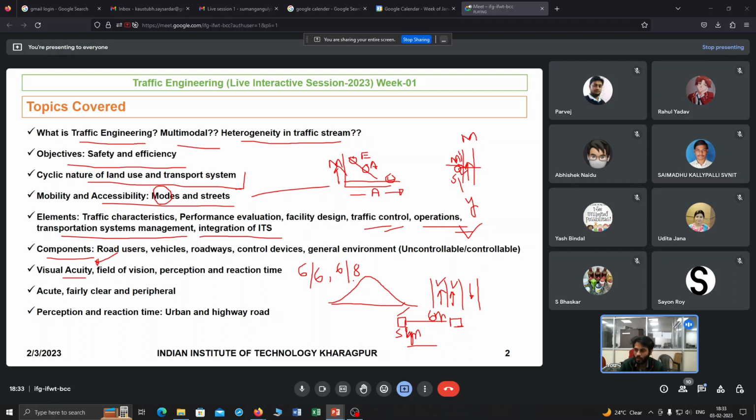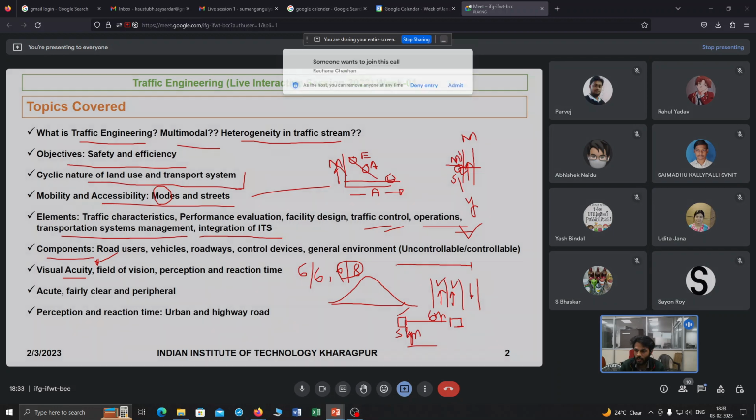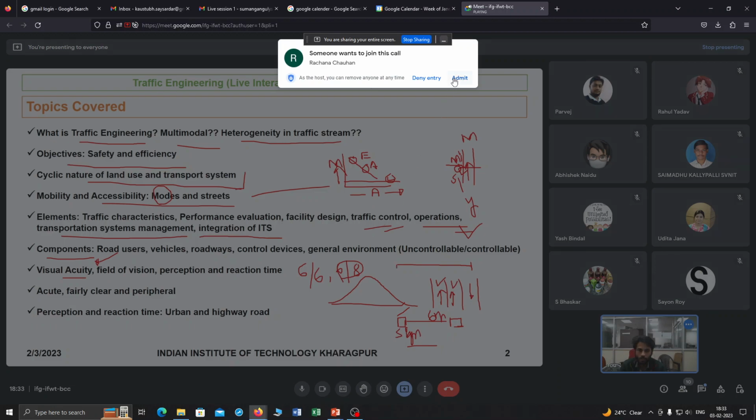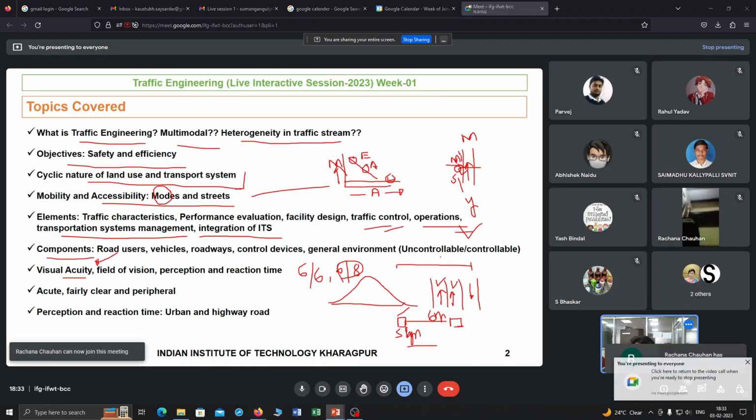So then what about this grade change, 6 by 8 or 6 by 7 or 6 by something? Is it better, or does it represent some kind of poorer vision? So 6 by 8 means the standard is that people should see it from a distance of 8 meters, right? This is the standard thing.